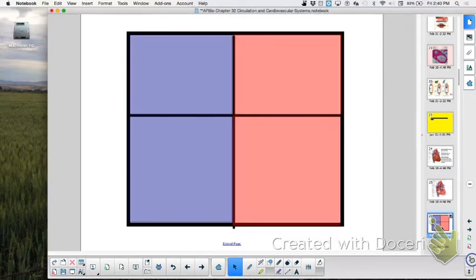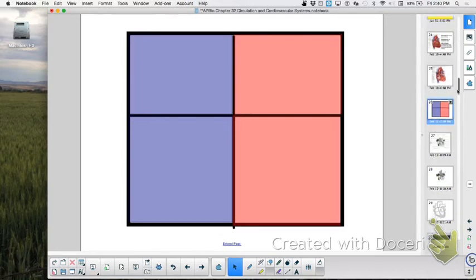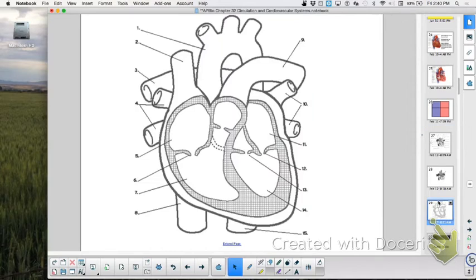And then you remember your arteries go away, veins go towards, and then you remember the word for anytime you're talking about the lungs, you're going to use the word what? Pulmonary. Good job. Okay? And so from there, you ought to be able to look at any chamber of the heart, and you would be able to label it. So for instance, this would be the what? Right atrium.